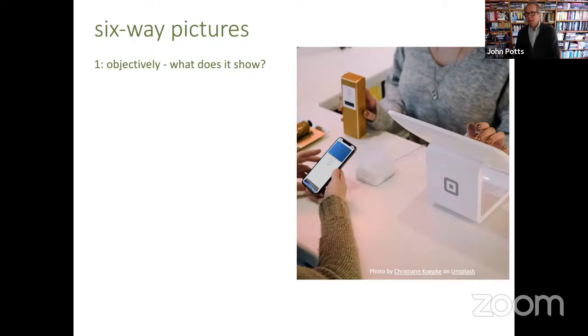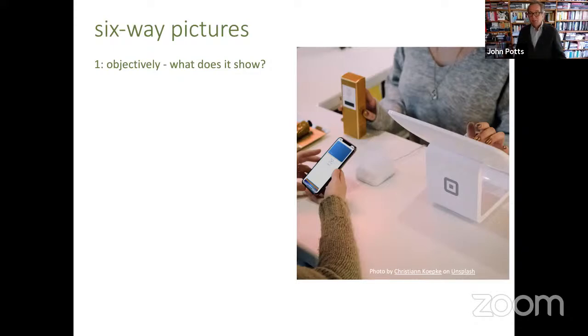Yes, very good. Some kind of transaction, exactly. Something is being sold or bought here. We're not entirely sure what it is, but we can see there's some kind of transaction. Good. So let's look at the next dimension now.